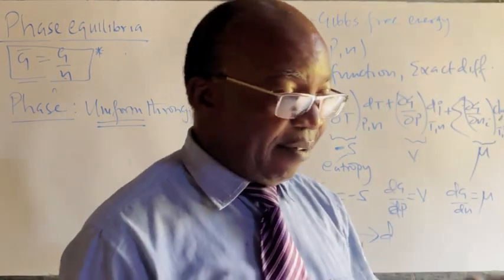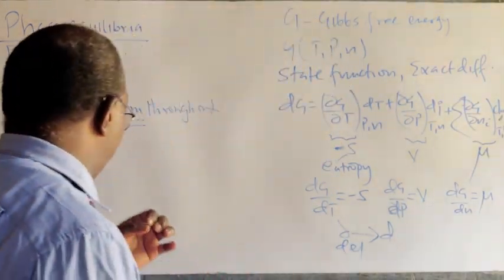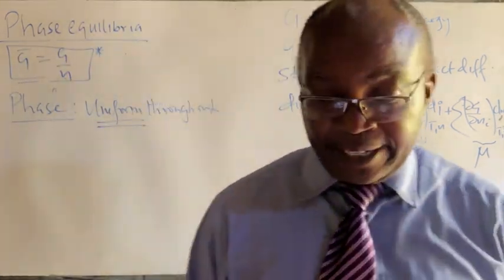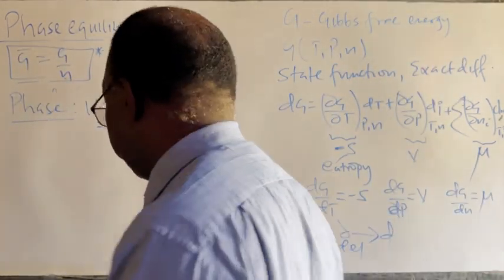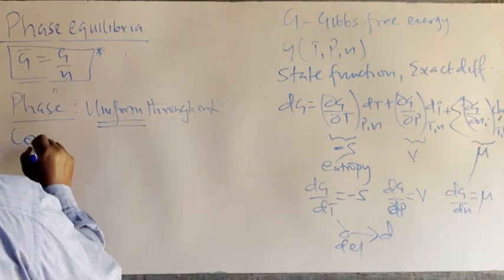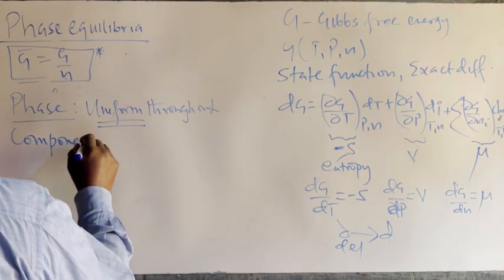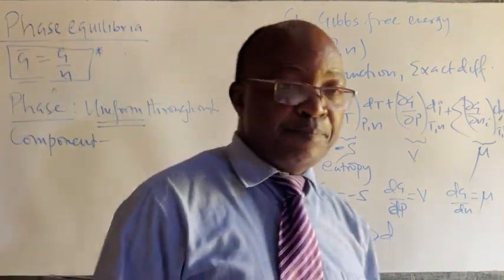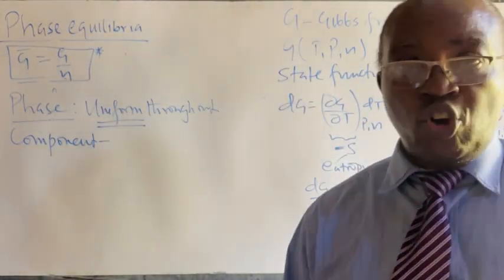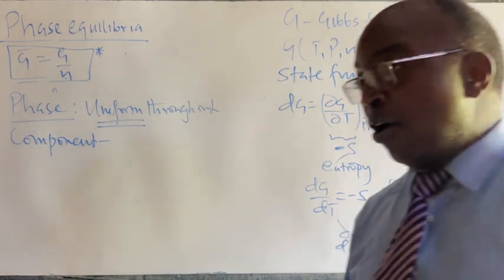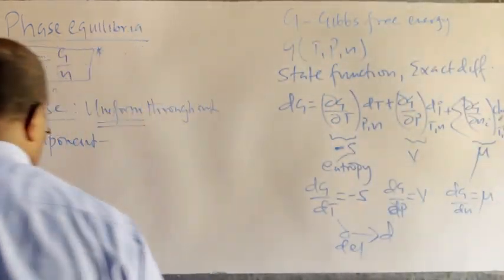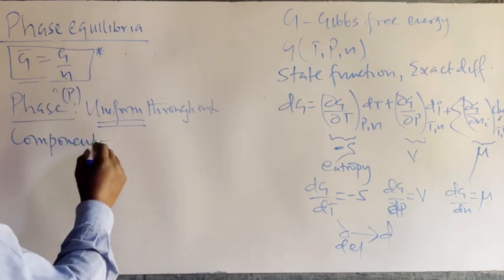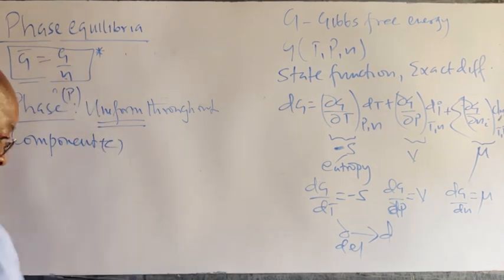When you're talking of a phase, we are talking of uniformity throughout that system. And a component is the minimum number of independent species which you need to describe completely the composition of that particular phase. We can denote the phase as P, and we can denote the component as C.